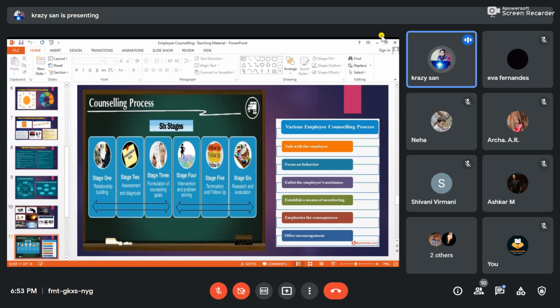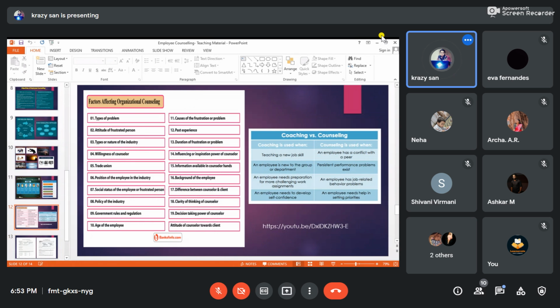And the employee counseling process even involves talking with the employee directly or indirectly, focusing on behavior, enlisting the employee's assistance, establishing a means of monitoring, emphasizing the consequences, or offering encouragement. Sometimes it is very much needed, and with those, it affects organizational counseling.